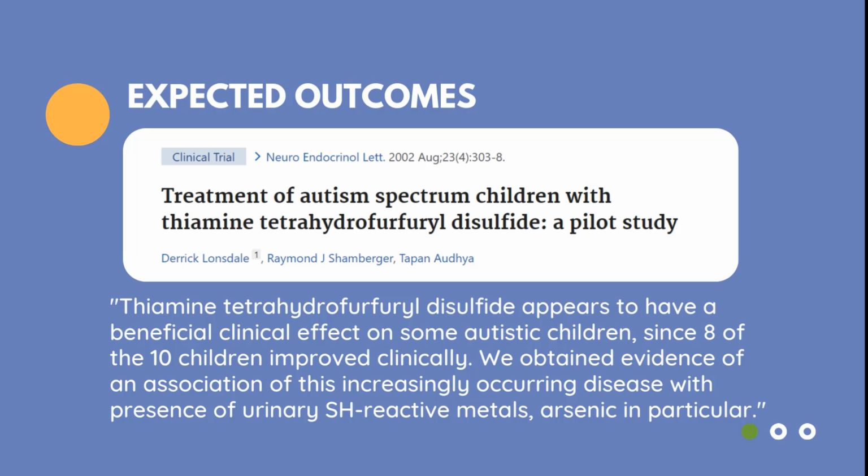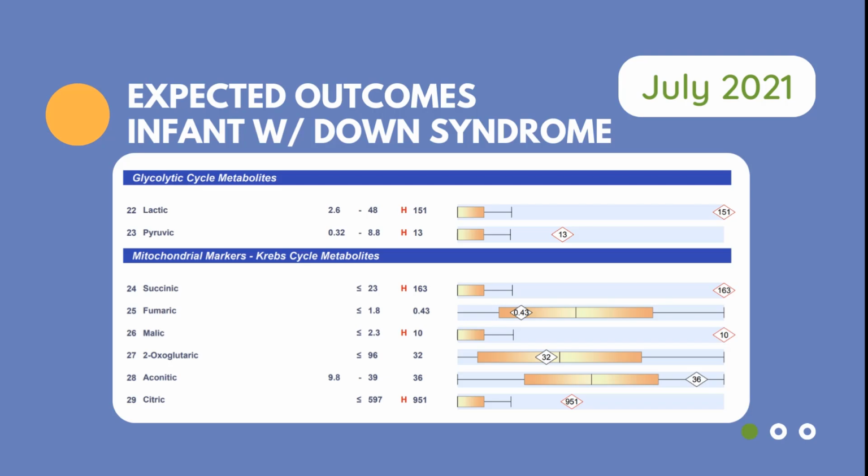And here he gave TTFD, a form of thiamine, to a group of 10 children with autism, and observed in 8 of them, many of them improved clinically, noting in particular they had higher levels of arsenic, which is a known inhibitor of thiamine. So lots to tease out there. I do have a video on YouTube also on thiamine deficiency in children with special needs if you want more detail there.